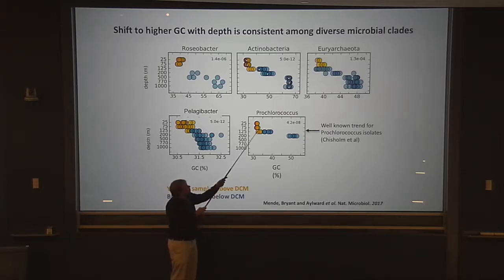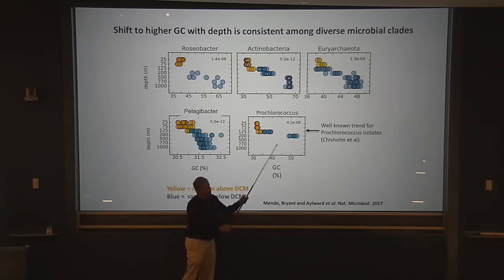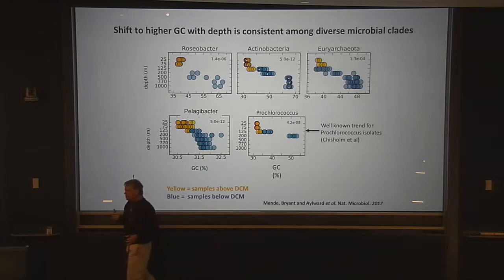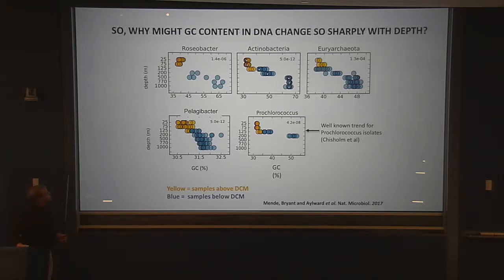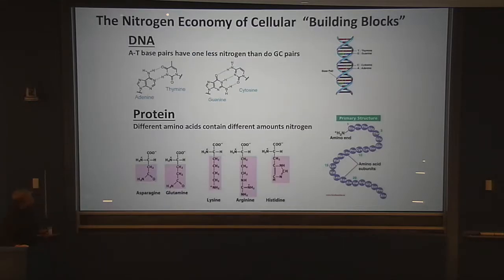Ones from the surface had a very low GC, and ones that were isolated deeper had a much higher GC. This is still kind of puzzling, because why would we expect microbes to shift with respect to this very fundamental property in their DNA? So what we're going to have to do is back up a little bit and think about this in terms of the properties of DNA and what this might mean.